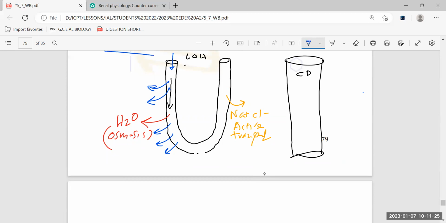So we take an example. So 10 liters of water, the fluid enters at this point. And let's assume some arbitrary unit of 1000 solute. Now when it comes to this point, 8 liters of water is reabsorbed. So what is the amount of water? 2 liters. But the solute, same.